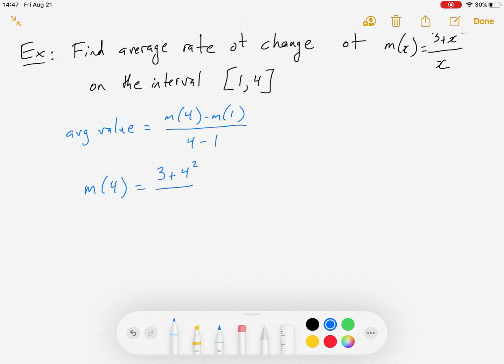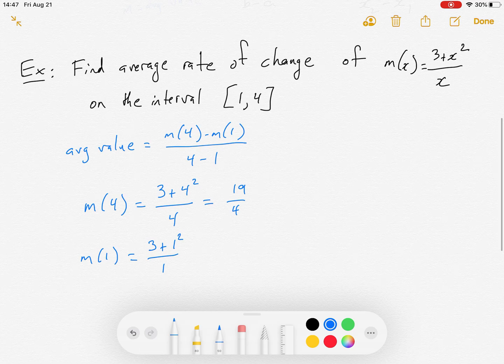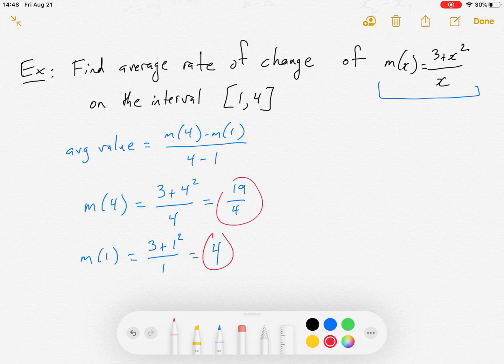So this would be 3 plus 4 squared over 4, which is 19 over 4. You can use a calculator to check that. And then m of 1 would be 3 plus 1 squared over 1. So note I'm just plugging into the original formula for m of x here. So I get 4 over 1, which is just 4. Now I'm going to take these two numbers and plug them in the appropriate locations in the average value formula. So I end up with 19 over 4 minus 4 all over 4 minus 1, which is just 3.